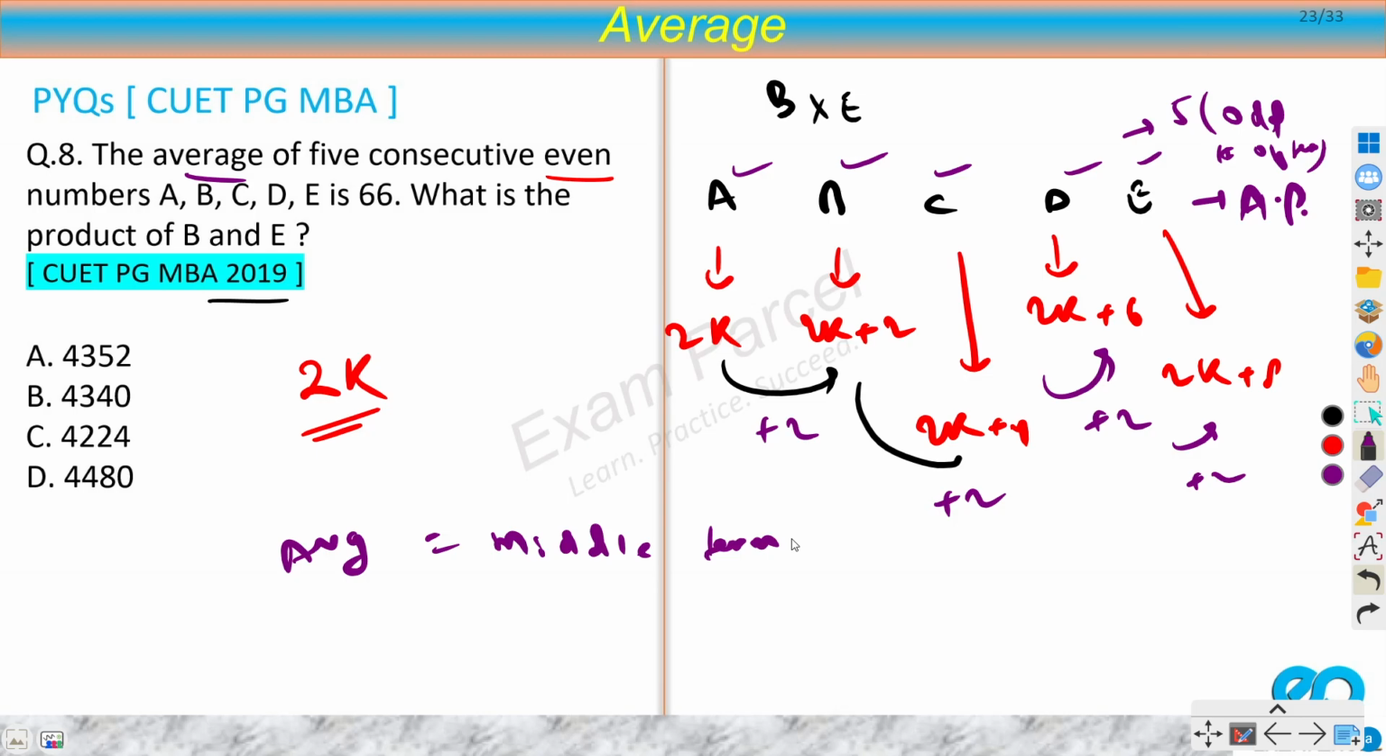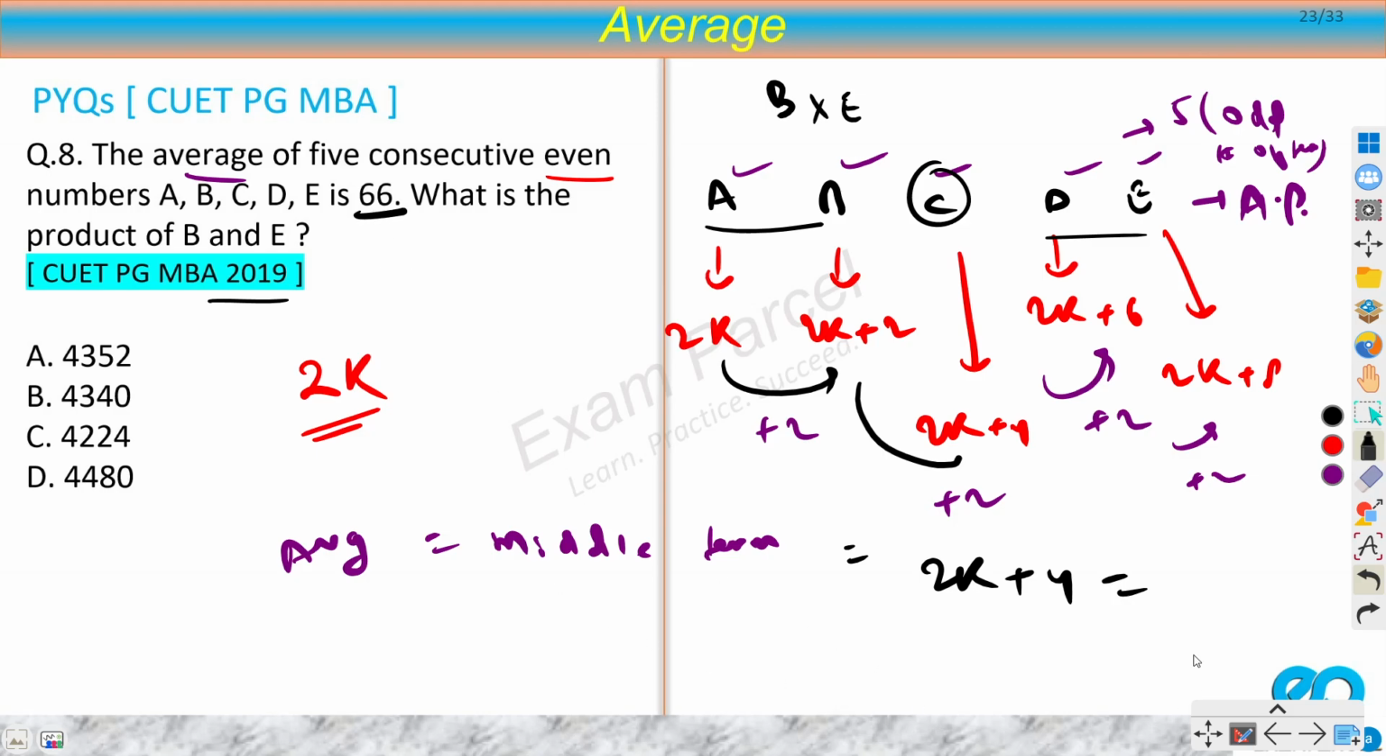Remember, never say that if we have even number of terms, then the average will be middle term. That would be average of 2 middle terms, because there will be 2 middle terms, right? But that is out of the scope of this question. So middle term is nothing but C, third number. This one is middle, right? 2 to left side, 2 to right side. And that is 2k plus 4.